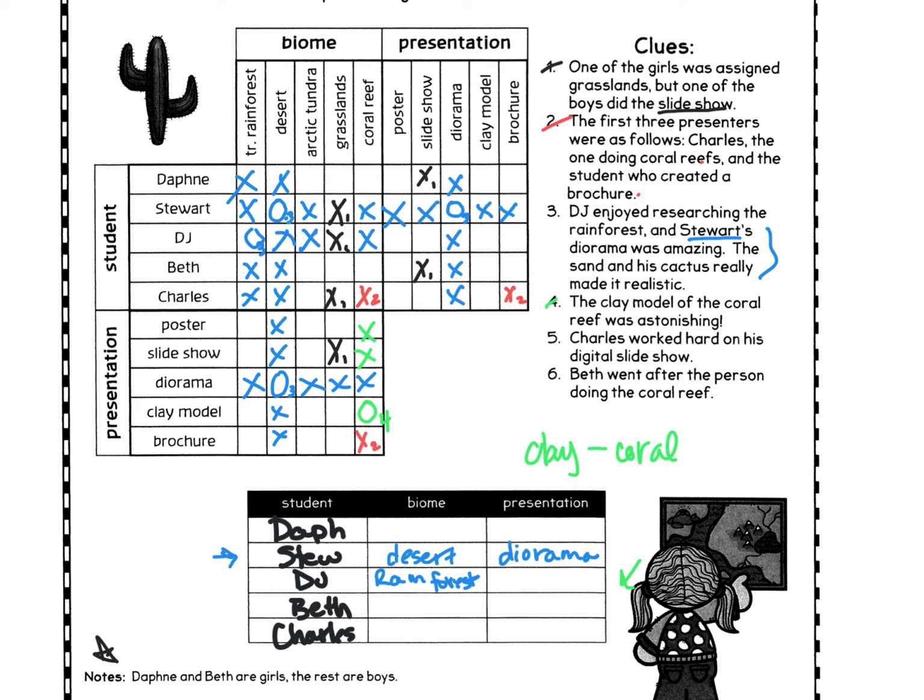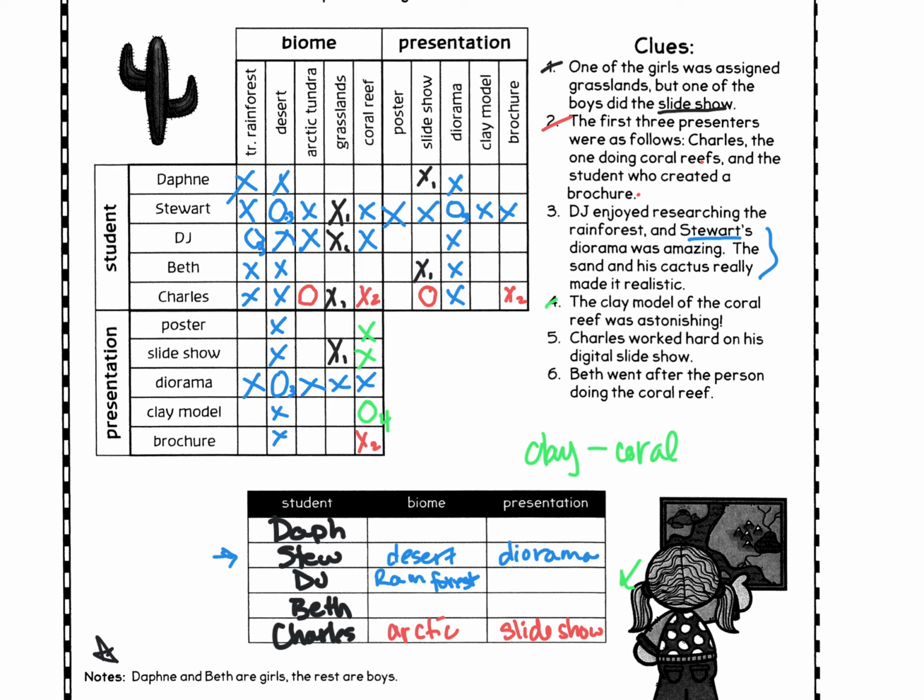All right, clue number 5. Clue number 5 says, Charles worked hard on his digital slideshow. So Charles had the slideshow. Oh, and you know what I just noticed as we were doing that? Notice under Charles, there's only one option left here, right? We've X'd everything out except for the Arctic tundra. So we know Charles did the slideshow. And we know Charles had the Arctic.